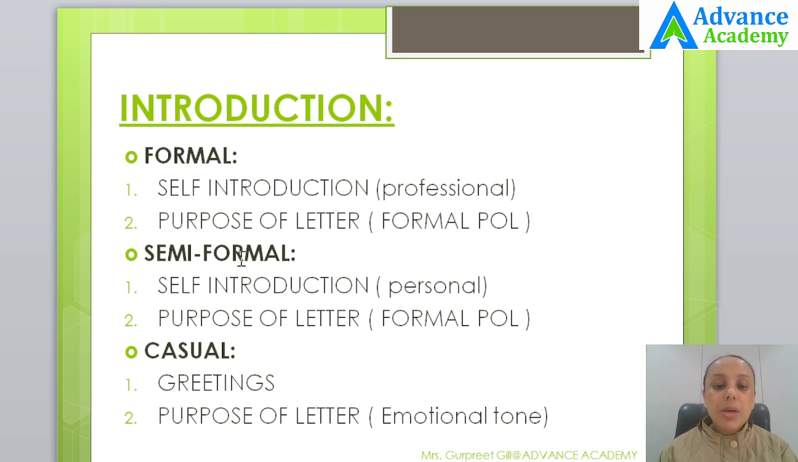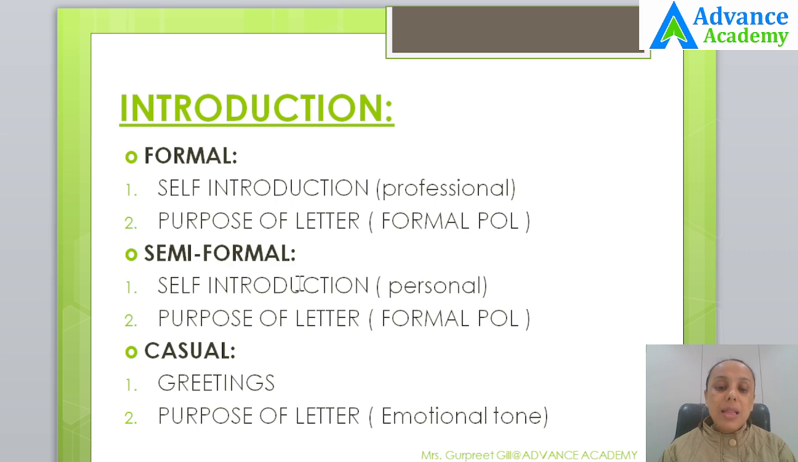How are we going to write the introduction? For formal letters, you will introduce yourself first, and that introduction has to be professional. I need to tell the person what my name is and how they might recognize me: from my customer ID, my employee ID, my reference number, or my ticket number. So I have to give a very professional introduction first of all, and then the purpose of the letter should be told to them, and that has to be a very formal purpose.